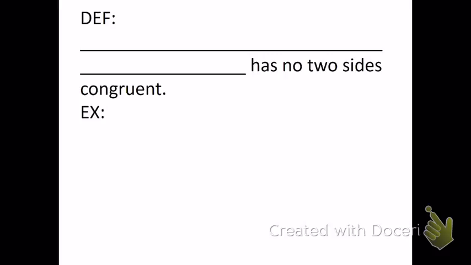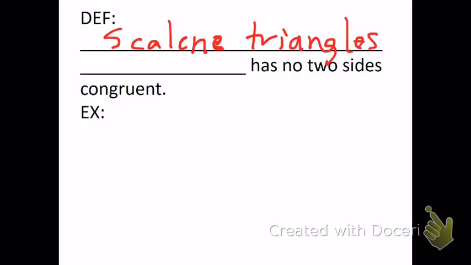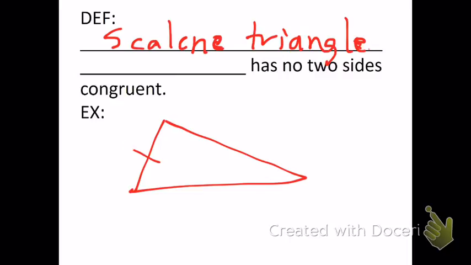Scalene triangle. A scalene triangle has no sides congruent. It might look like this. None of the sides are congruent.